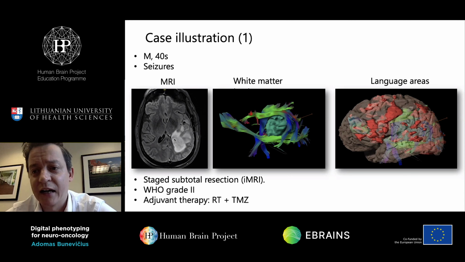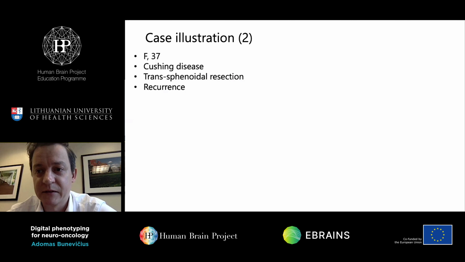So he was diagnosed with grade 2 glioma, which is considered low grade, but the problem is that they tend to progress to high grade and malignant brain tumors. And the patient afterwards underwent radiation therapy and chemotherapy. So that's one thing. Another illustration is a patient who presented with Cushing's disease.